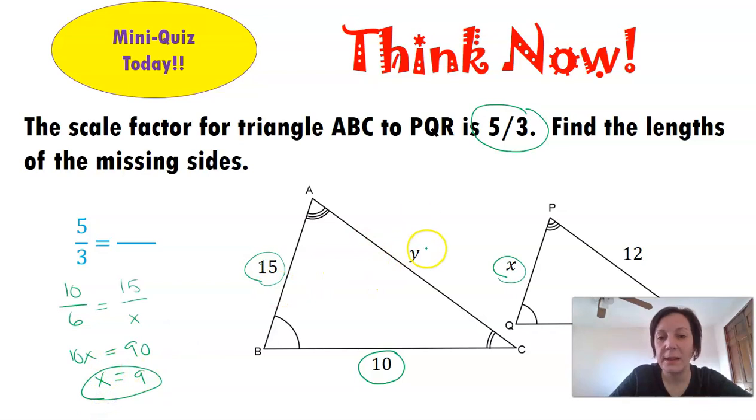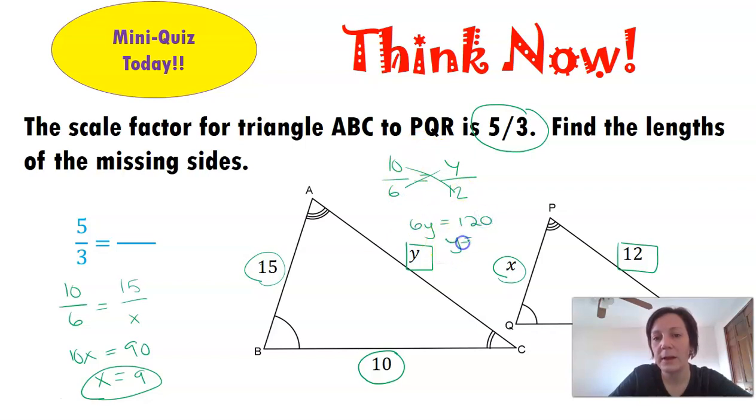Okay. I can do the same thing with y. Y matches up with 12. So I can say, okay, that same ratio, 10 to 6, that I know has to hold for all sides, my other ratio then must be y over 12. Again, do a cross multiply. I get 6y equals 120. And I can divide by 6, that's 20. And I got it. That's what the homework problems that you have are like.